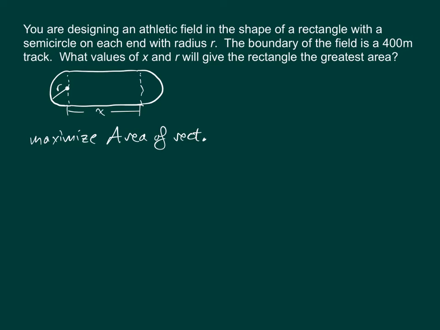So that was the first step. The next step, we want to write down what we know. Well, we know that the perimeter of this loop is 400 meters. That's a long distance, all right.